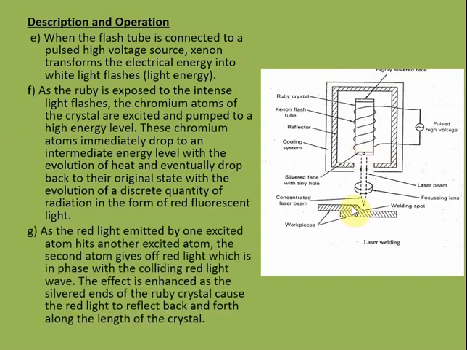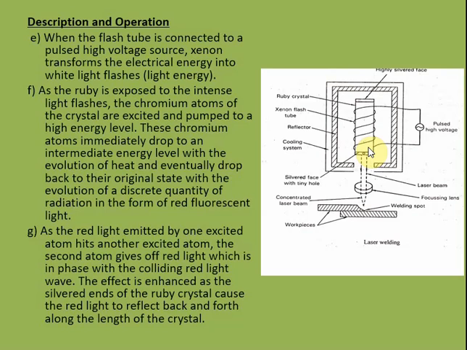As the red light emitted by one excited atom hits another excited atom, the second atom gives off red light, which is in phase with the collided red light wave. The effect is enhanced as the silver ends of the ruby crystal reflect the red light back and forth along the length of the crystal. That means one atom will bombard the neighboring atom, the energy will be transferred there, and like that the energy will be propagated.